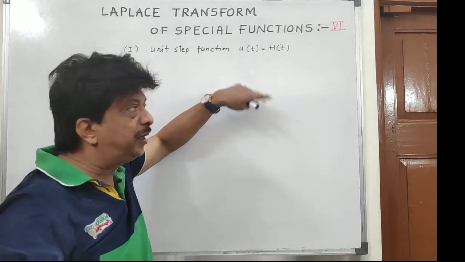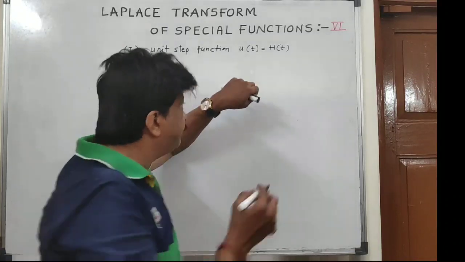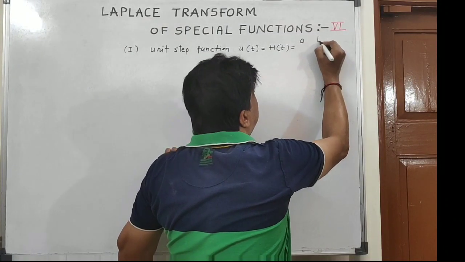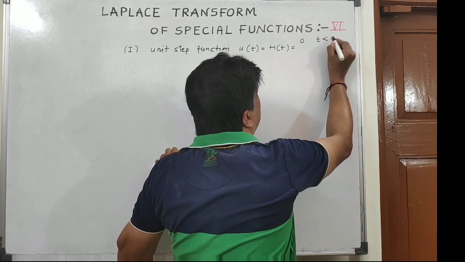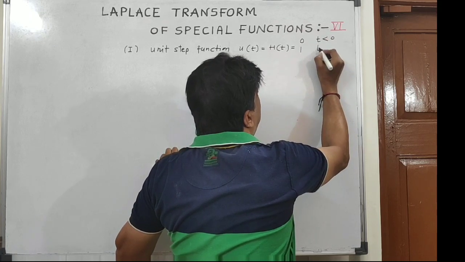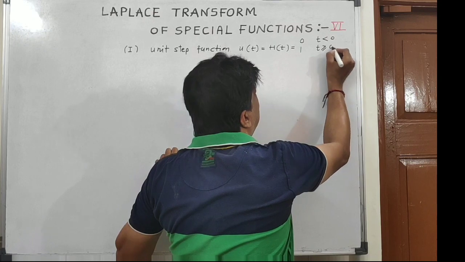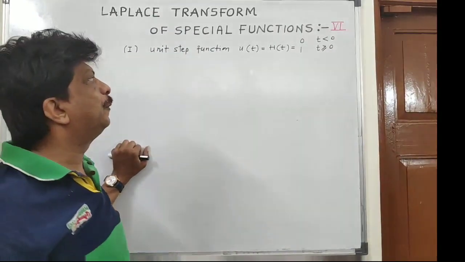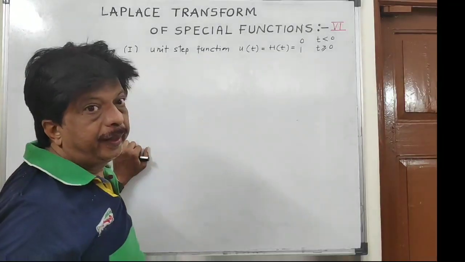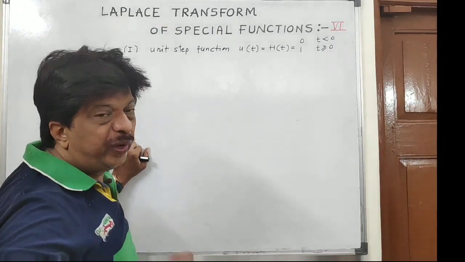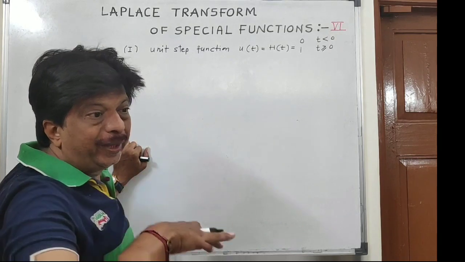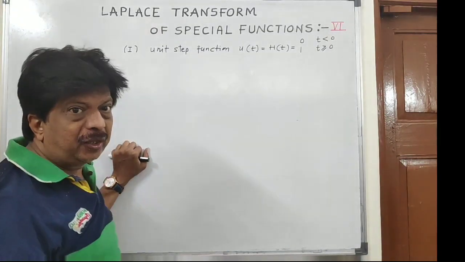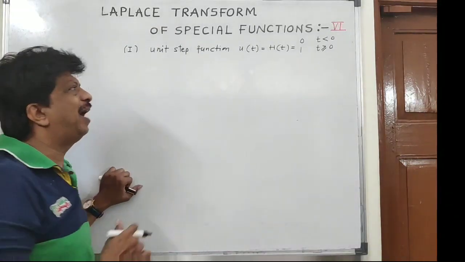Unit step function, h of t is equal to 0 when t is negative and is equal to 1 when t is non-negative, greater than or equal to 0. That is how we define this unit step function. It can be better understood by its plot or its graph.